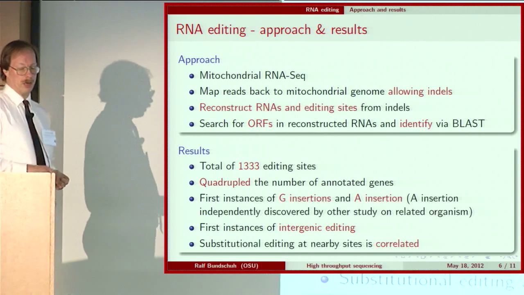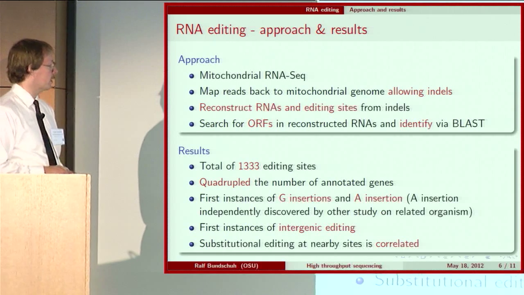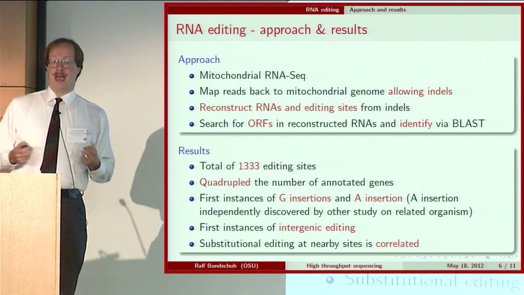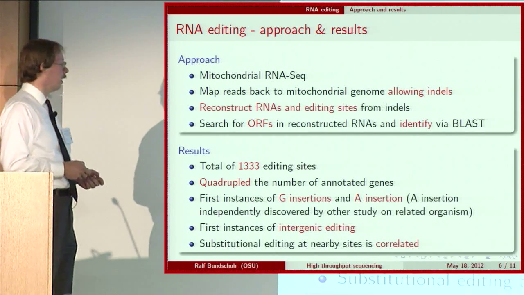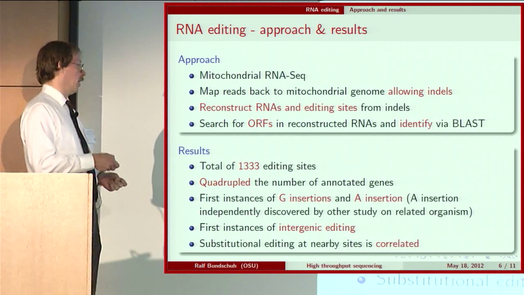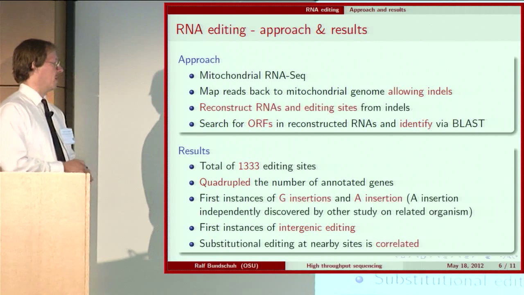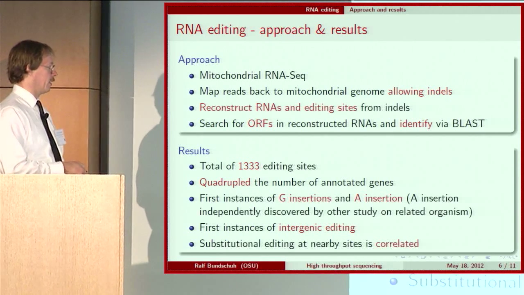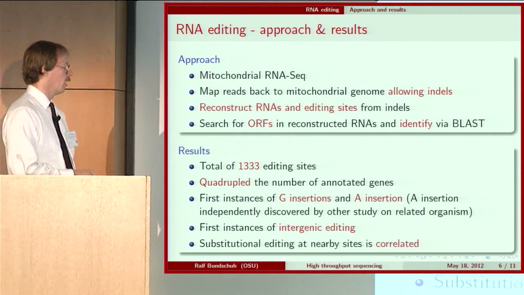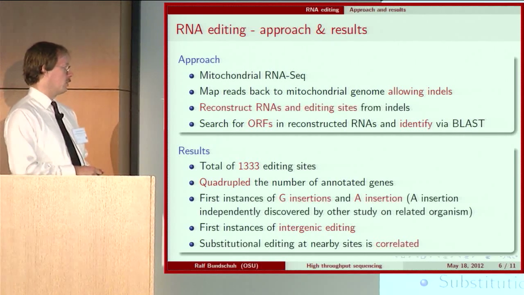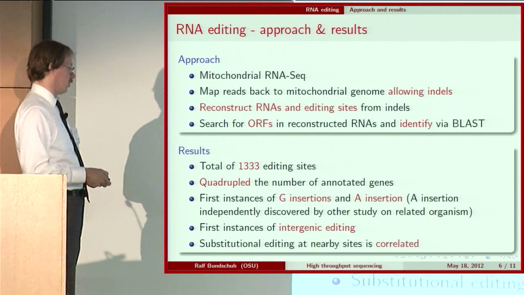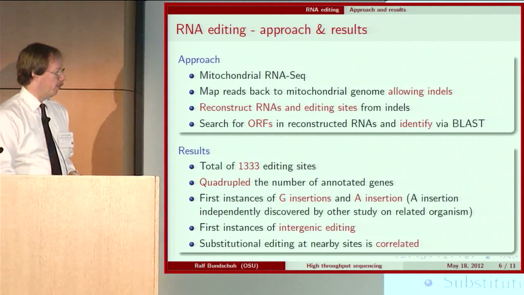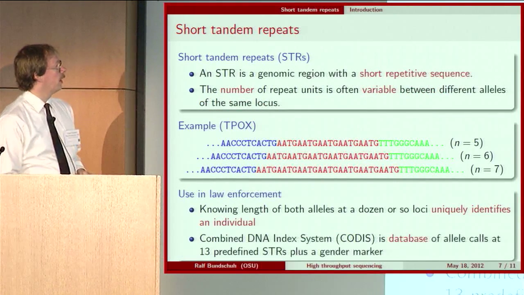And then you can start looking for those genes with BLAST. We found over 1,000 editing sites. Mind you, that genome is only 60,000 bases long, so that's really a lot. We were able to quadruple the number of annotated genes. We found new types of editing, G insertions and A insertions. We also found for the first time intergenic editing. So before, people said this happens only within genes, but it actually also happens between genes.